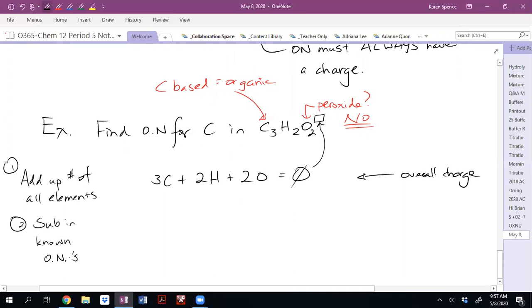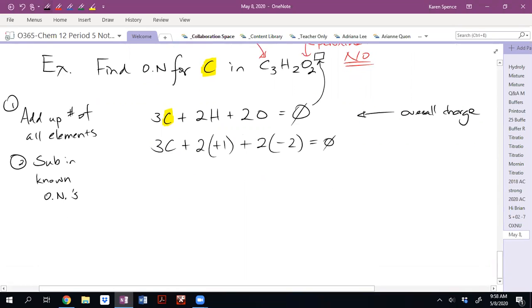Okay, so we don't know carbon. Carbon's actually what we're looking for, right? So that's our unknown. That will be our variable in our question. So we're still going to have 3 carbon plus, we know hydrogen is normally +1. Feel free to refer to your rules until you have them memorized. Oxygen is -2, and overall that equals 0.